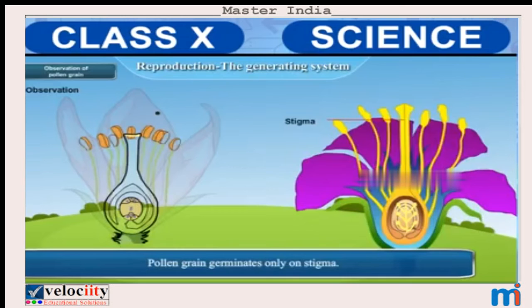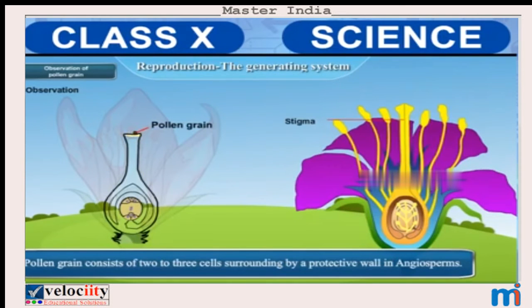Observation: pollen grain germinates only on stigma. Pollen grain consists of 2 to 3 cells surrounded by a protective wall in angiosperms. In gymnosperms, the pollen grain consists of several living cells.